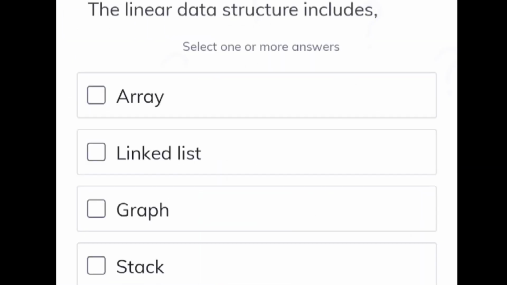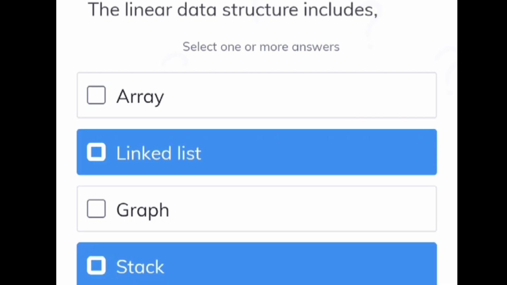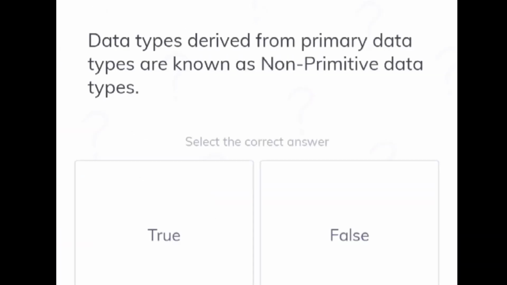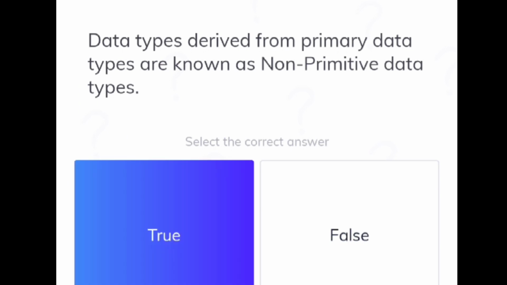Next question. The linear data structure includes: stack, linked list, array. Array is the right answer, I guess. Yeah. Data types derived from primary data types are known as non-primitive data types. Yeah, correct. True.